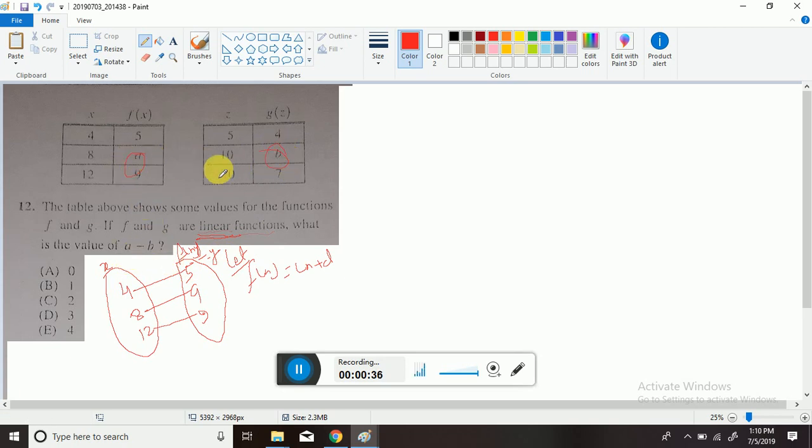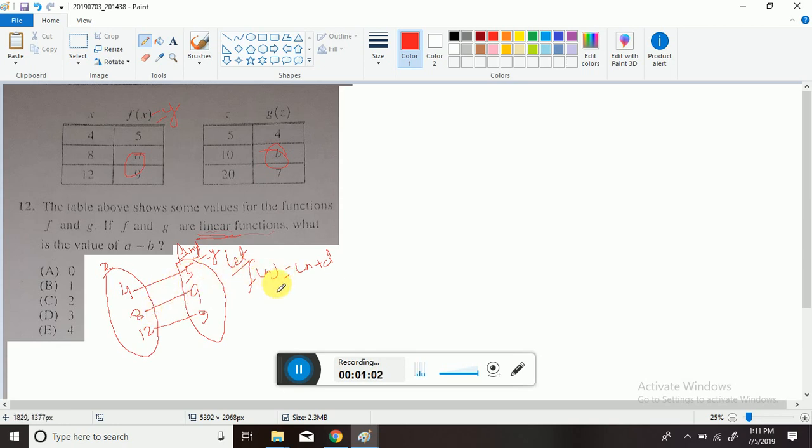So we have to find the value of a and b at first so that we can find the value of a minus b. So we need to understand the function at first. Here the x part is given and this is f x, which is equivalent to y. So f x equals y. Now what we have to understand is when x value is 4, then f4 equals 5.